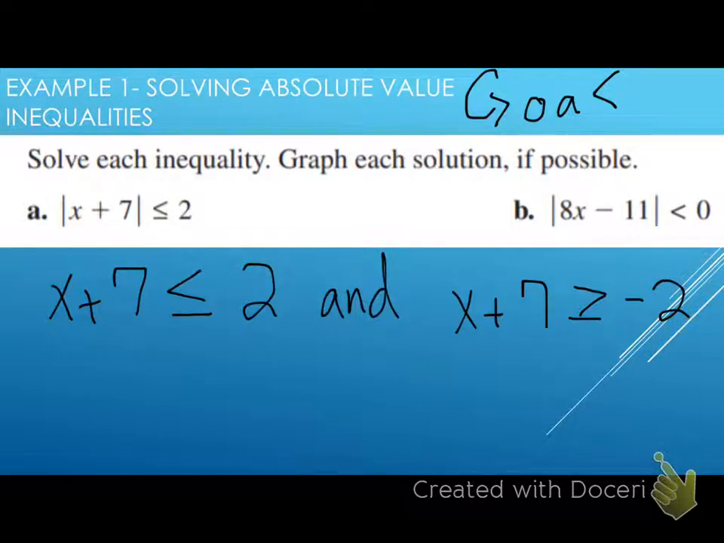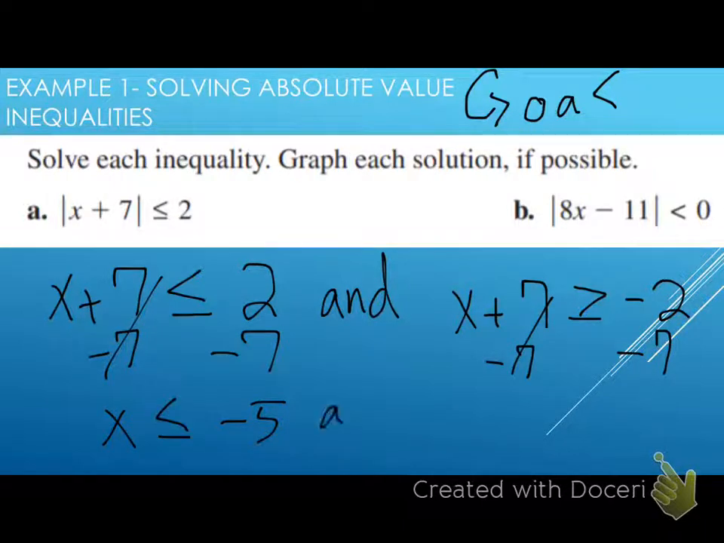Okay, now I've just got to solve it. I've just got to solve them each individually. So what's my first step on both of them? Subtract 7 from both sides. So what's 2 minus 7? -5. Did this inequality symbol flip or stay the same? Stayed the same. And got x over here. What's -2 minus 7? -9. Did that symbol flip or stay the same? Stayed the same. So here would be my answer.